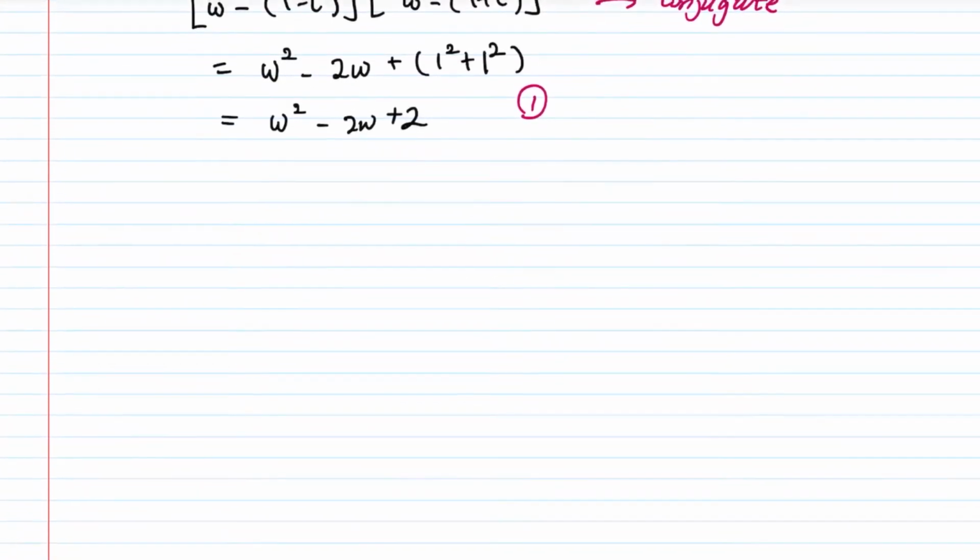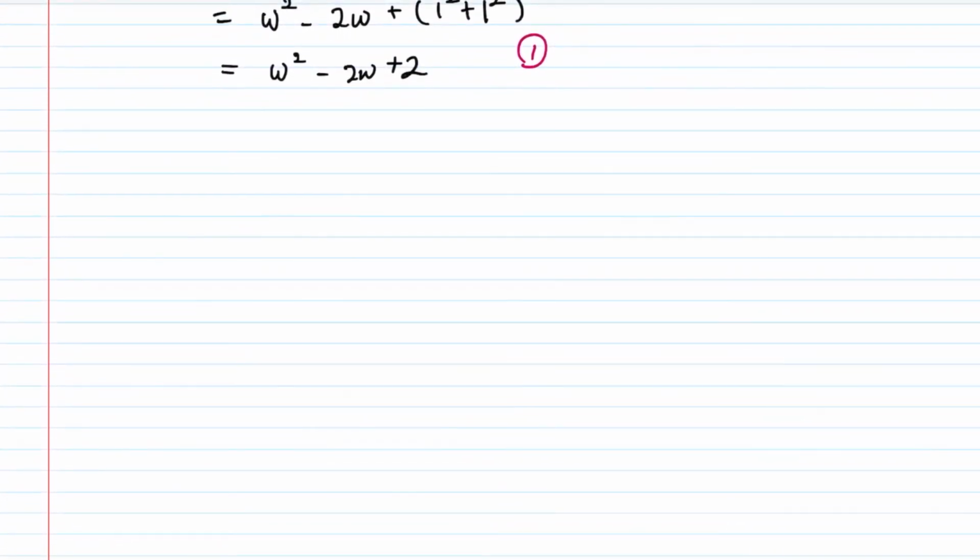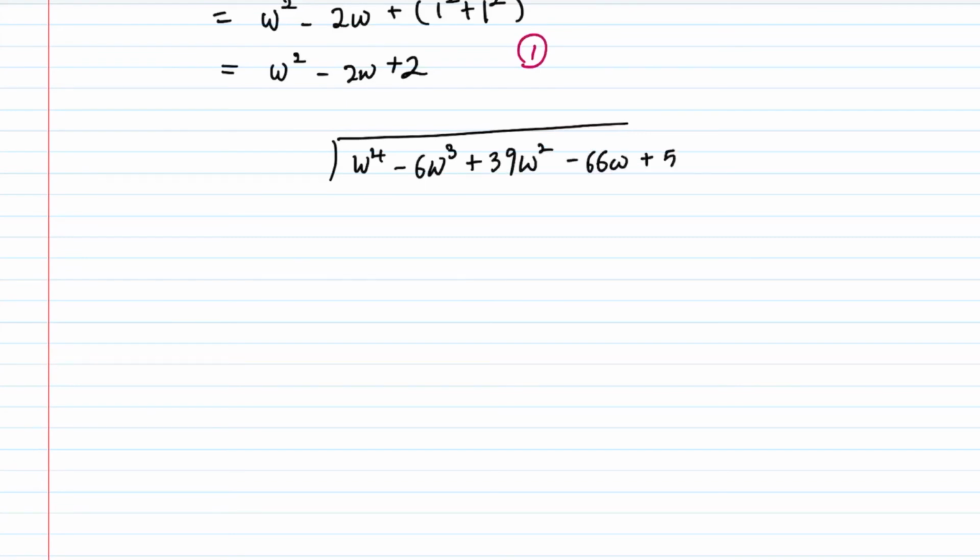Okay, then now what you can do is use this and use long division, classic long division, in order to find your other quadratic factor. So just do your long division. I have W to the power of 4 minus 6W cubed plus 39W squared minus 66W plus 58. So divide this by your other quadratic, W squared minus 2W plus 2. So just simply do it.